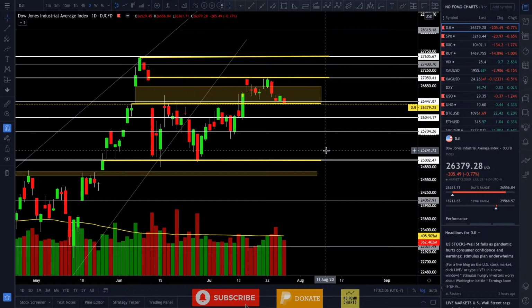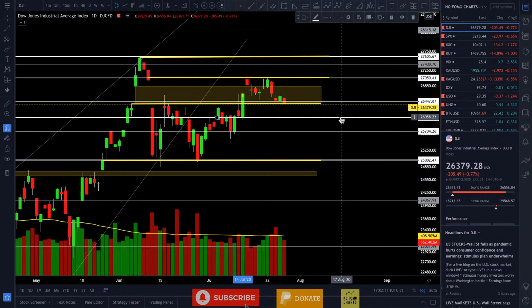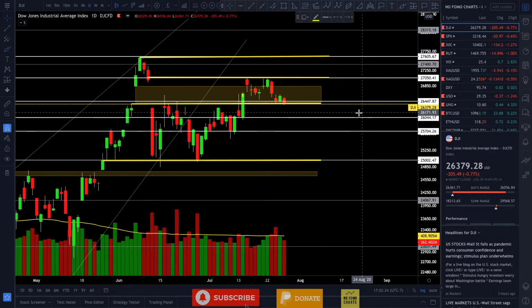So potential targets to watch out for: 26,000 support down here. If we break down 26,000, then 25,000 and 25,685. Let me mark these three support levels in yellow, including this one, 26,487. The resistance on top, if we break bullish and go up, we're at 27,000. We got 27,613.